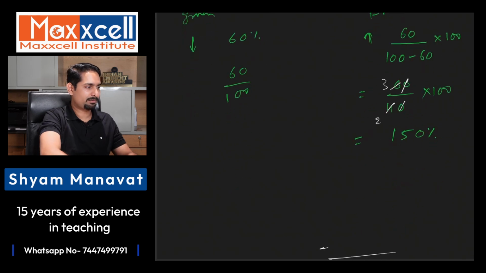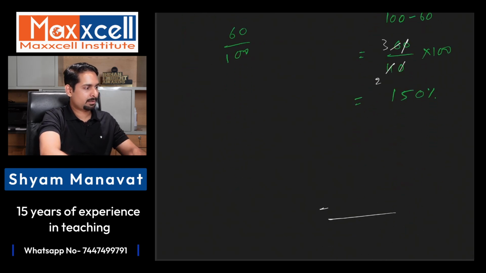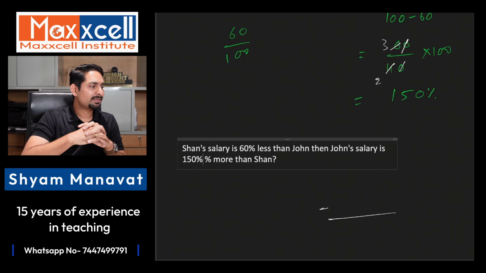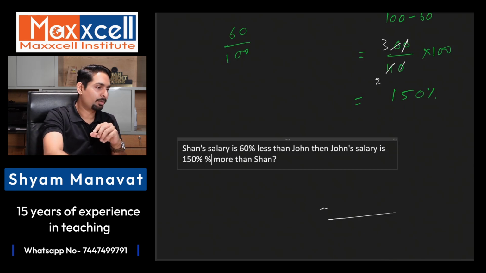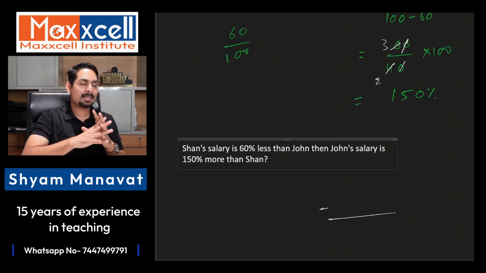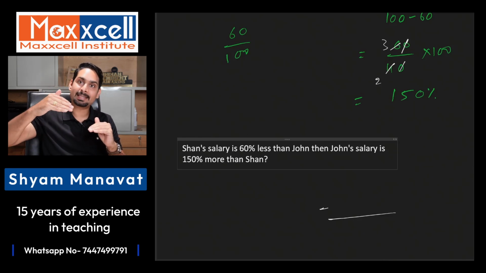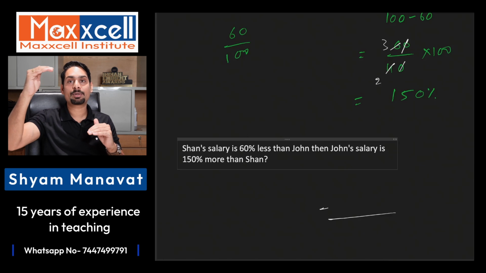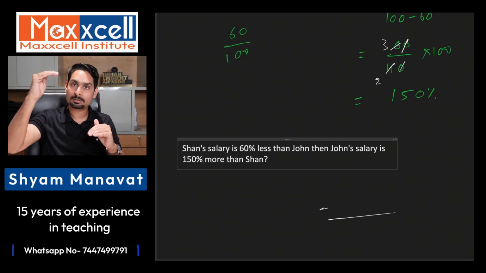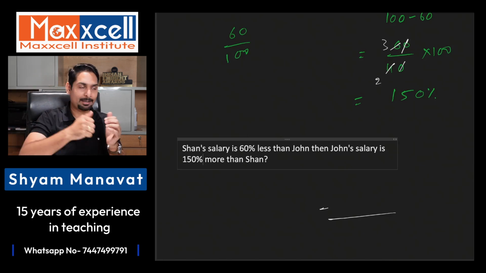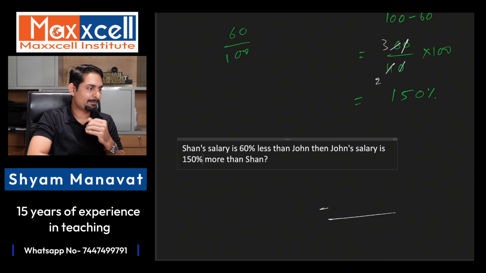So what's the answer? The answer is 150%. How will I write here? So we say Sean's salary is 60% less than John, then John's salary is 150% more than Sean. मतलब Sean का जो salary है which is less, उसको आप 150% से increase करेंगे, then you are going to get the salary of John. Okay. I hope that this example is clear.